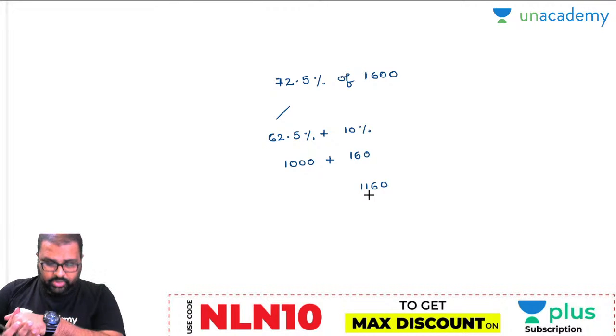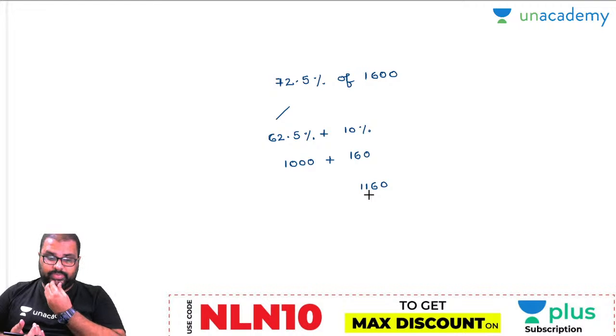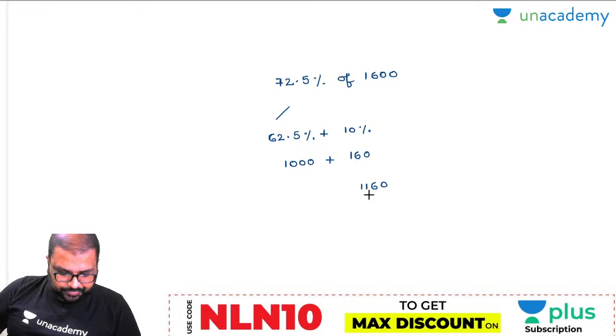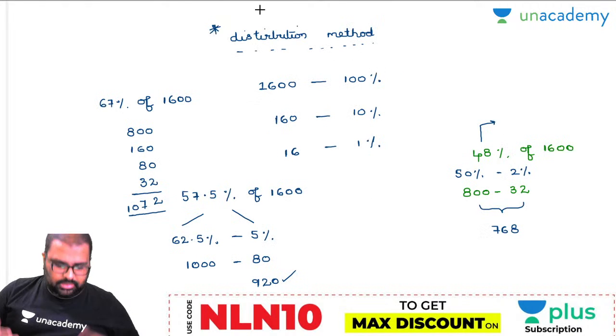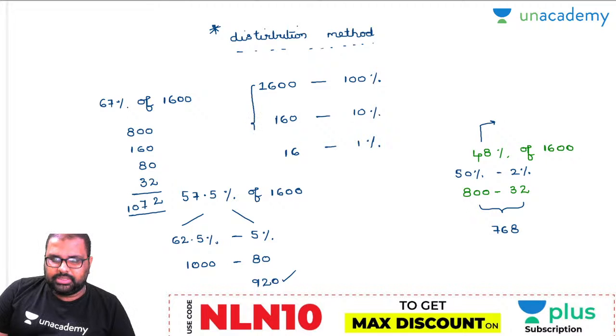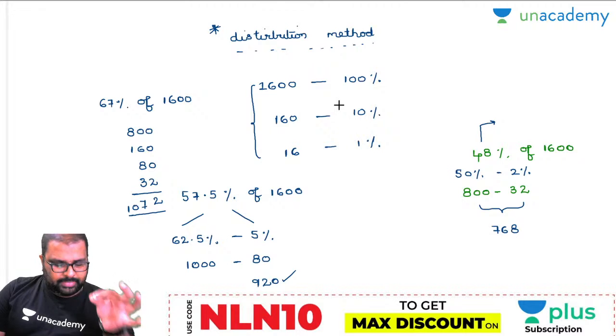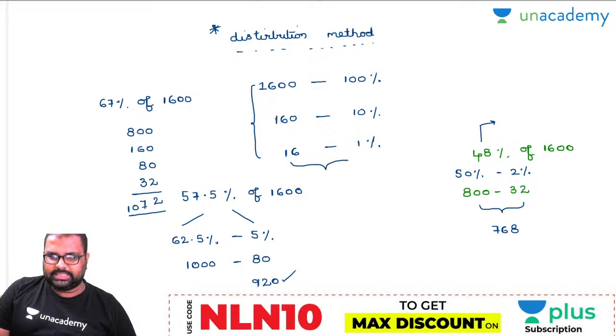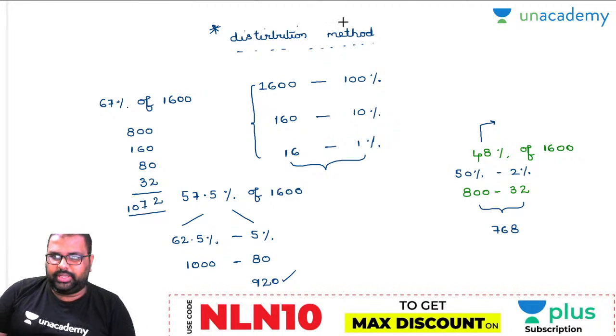So this is the way to solve percentage questions very easily. Now here onwards, in this technique, distribution means giving the value. This is distribution. 1600 I have distributed into 100 percent, referring to each percentage as one value. One percentage value is 16 here. So I have distributed 1 percent as 16, and it can be some other value when the 100 percent value changes.